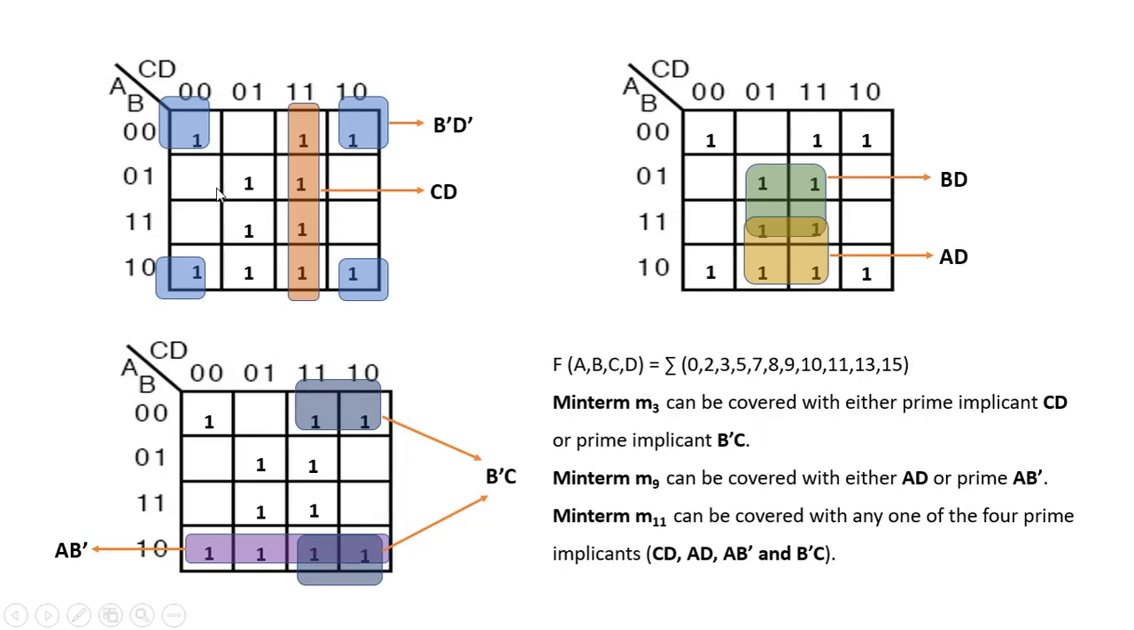So M3 can be covered by either CD or B bar C. Minterm 9 can be covered by AD or by A B bar. Then minterm 11 can be covered by CD, or by AD, or by AB bar, or by B bar C. So it can be covered by any of the four prime implicants.